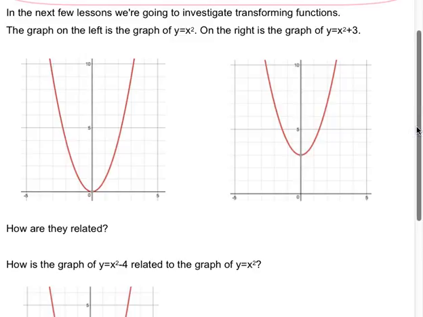All right, so this graph right here is y equals x squared. And then on this side, I've graphed y equals x squared plus 3. And I want you to notice, what is that plus 3 doing? If we look at the differences in these graphs, I think you can hopefully see the graphs are the same, except it's been pushed up by 3.